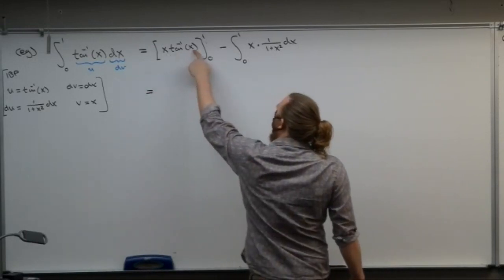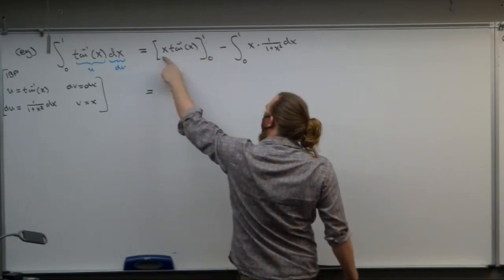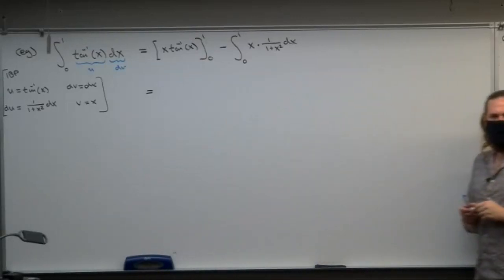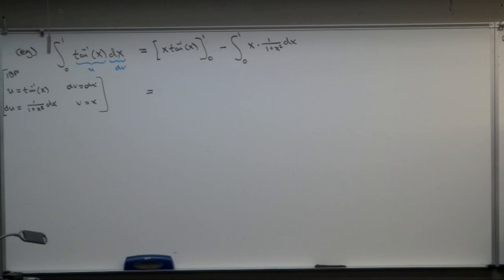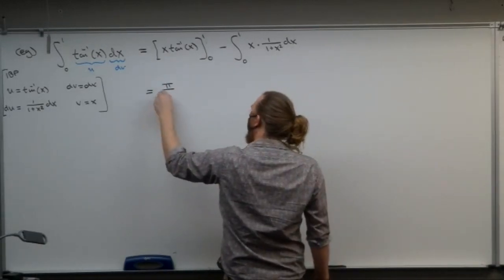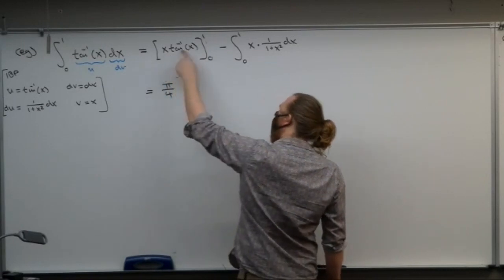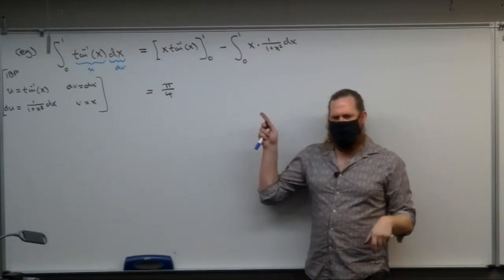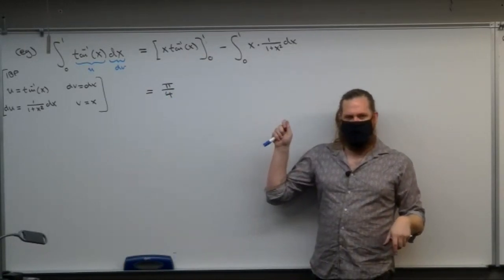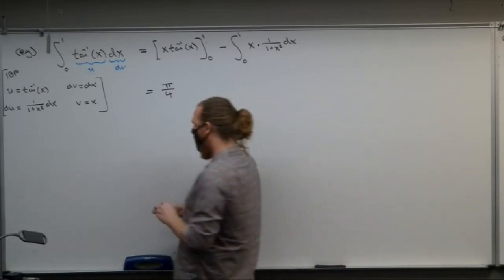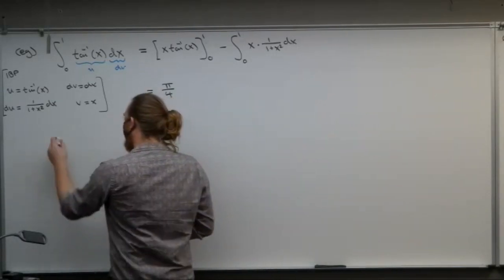This is 1 times the inverse tangent of 1 minus 0 times the inverse tangent of 0. What is the inverse tangent of 1? Yes, pi over 4. So this is 1 times pi over 4, or just pi over 4, minus 0 times the inverse tangent of 0. Now, 0 times anything is 0. But just for fun, what is the inverse tangent of 0? 0. Good.